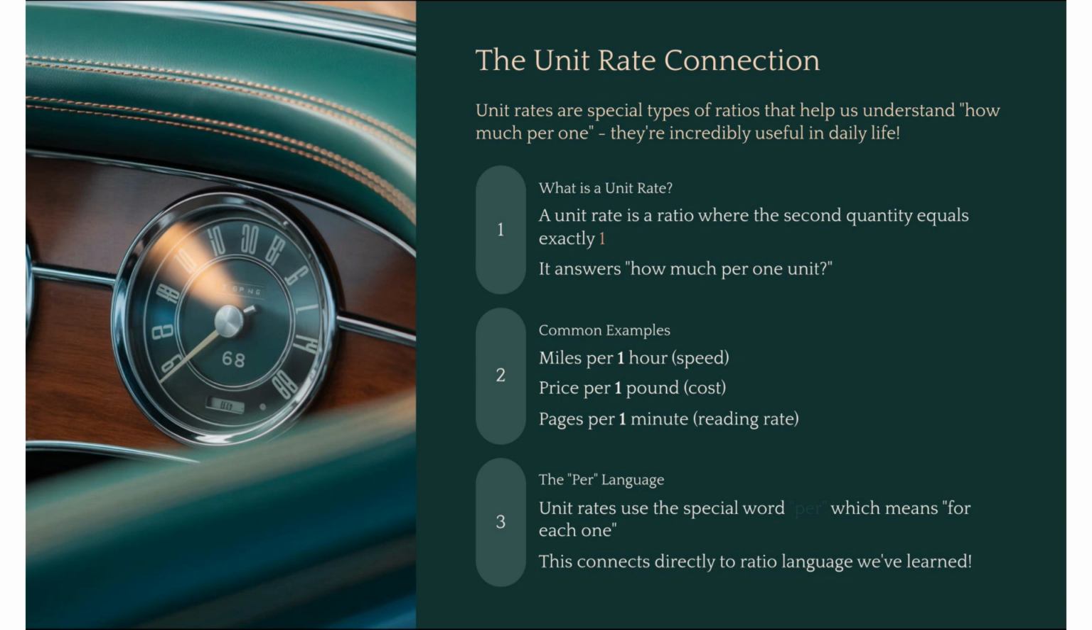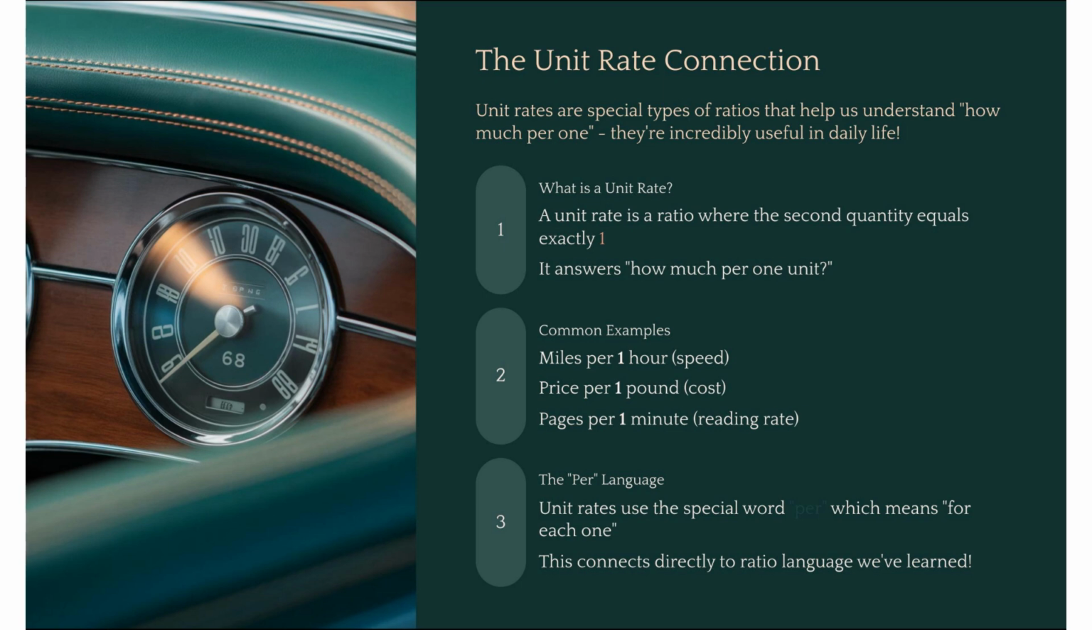A super important concept related to ratios is the unit rate. A unit rate is a special ratio where the second quantity is always 1. Think about things you talk about every day, like speed, miles per hour. That's a ratio of miles compared to 1 hour. Another common example is price.